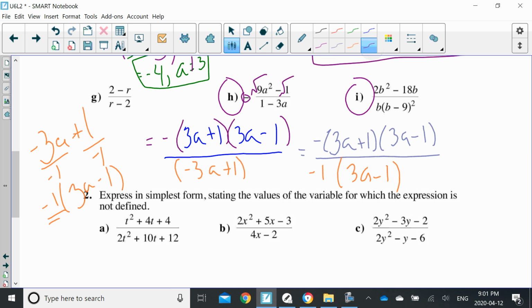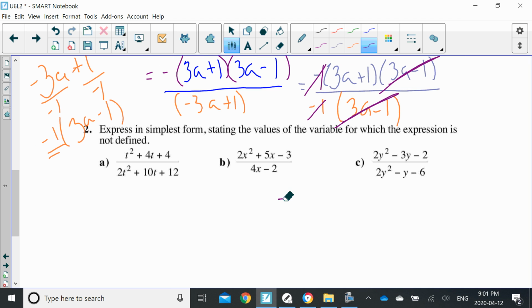Okay, so let's see what we could cancel. 3a minus 1, 3a minus 1 cancels. And here, this negative is really a negative 1. So negative 1 divided by negative 1 cancels. It becomes positive 1, so that cancels. And what I'm left with is 3a plus 1.